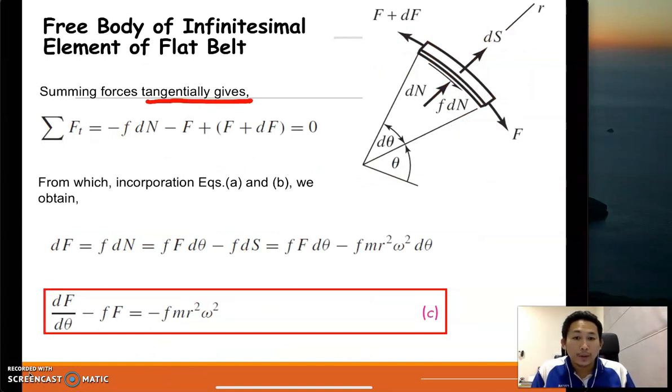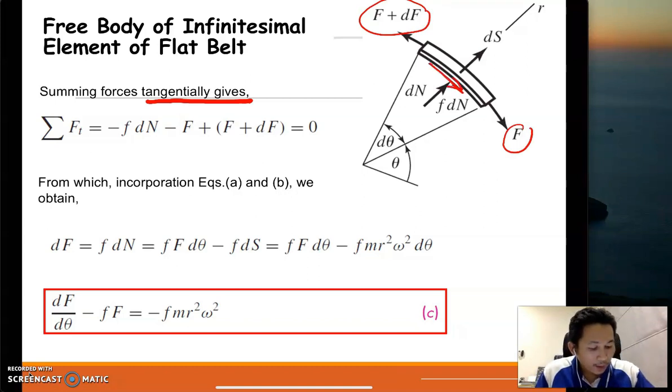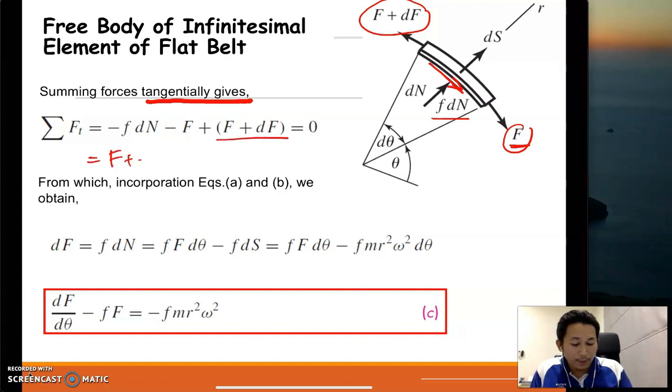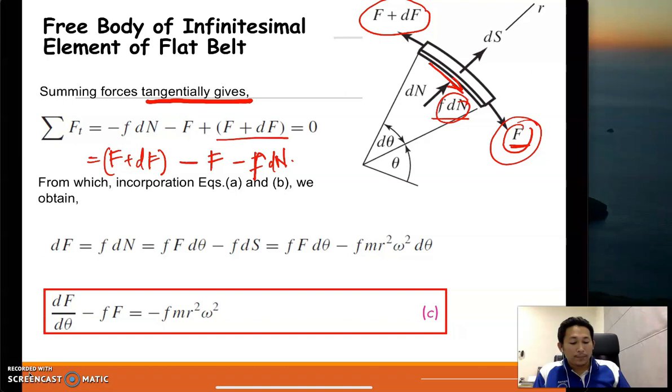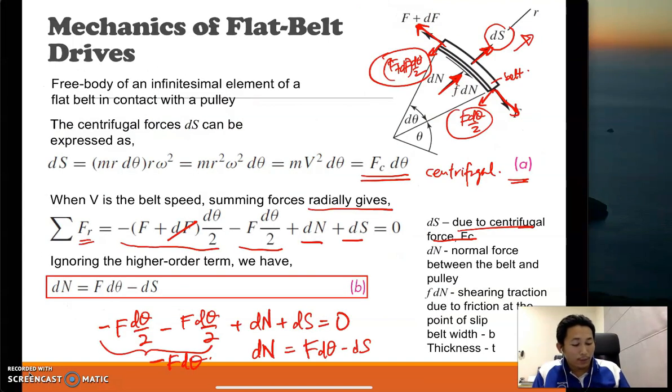Tangential. For the tangent, we have F plus dF and also F in the opposite direction, and we also have the friction, friction f dN, in the same direction as F. So for the tangent, we have three forces involved: F plus dF, minus F, minus f dN, equals 0.